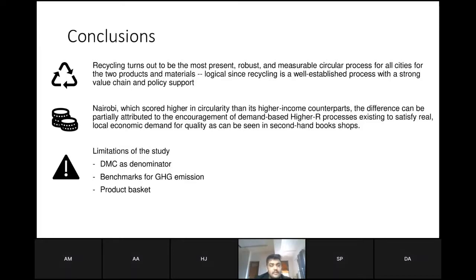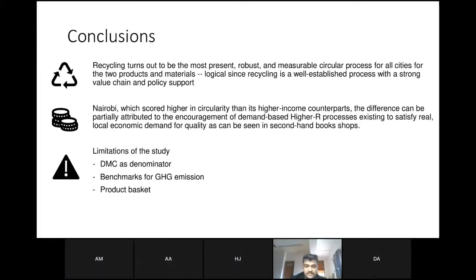The other is the benchmarks of the greenhouse gas emissions. The benchmarks that we used for finding the impact factor were mostly focusing on the North American context. But this is also a global limitation where such data and emission values don't exist for low-income economies, especially for the global south. The third being the product basket. For us, the product basket was limited to accumulators, batteries, and paper and cardboard. However, there are possibilities where other products could be used as a representative for circularity in cities.